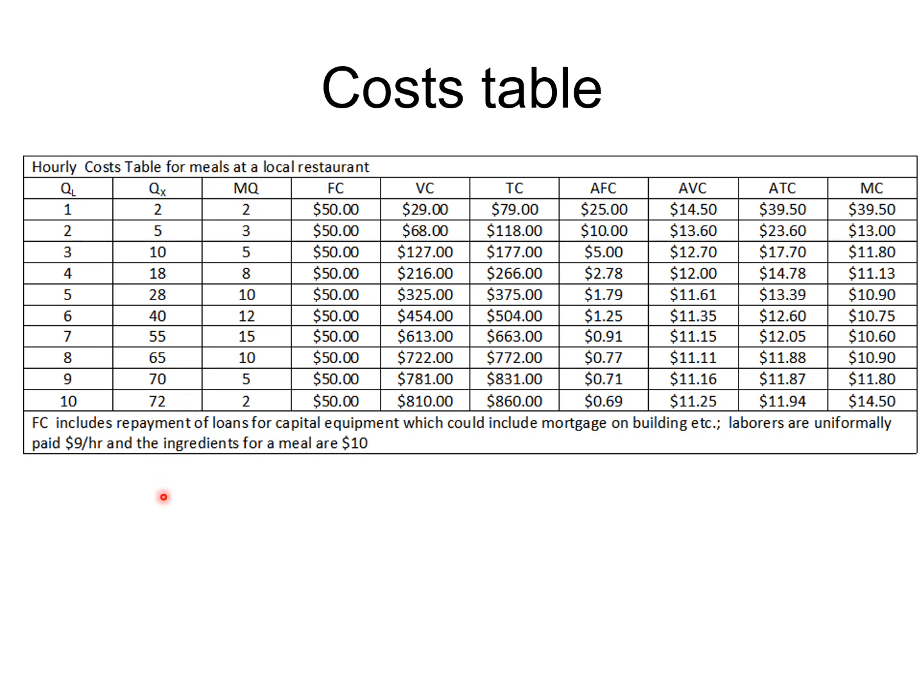And what we're figuring is that the fixed costs, remember what we talked about with the fixed costs, they're indifferent to the amount that you produce. And they include rents, mortgages, loans on equipment, things like that. Here, this includes a repayment of loans for capital equipment, which could include mortgage, buildings, etc. The laborers here are going to be uniformly paid $9 an hour. So, 1 laborer is $9, 2 laborers is $9 a piece. That's 18 bucks. And the ingredients for a meal are $10.